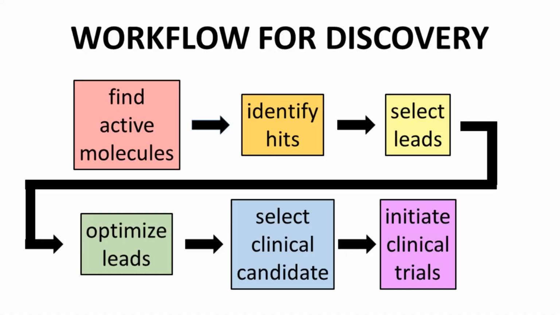On the screen is a general flow for a drug discovery program. Each of the boxes represents a different stage. These stages require actions: find molecules, identify hits, optimize leads, and decisions, select leads, or select a clinical candidate. The information that drives these actions and decisions comes from assays.